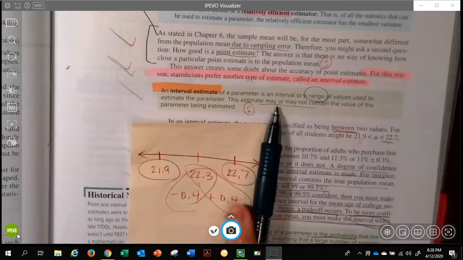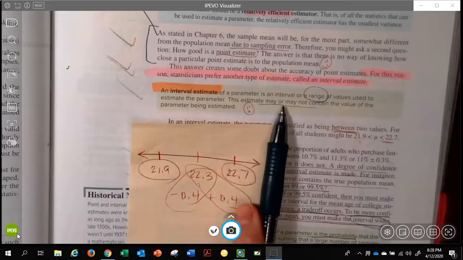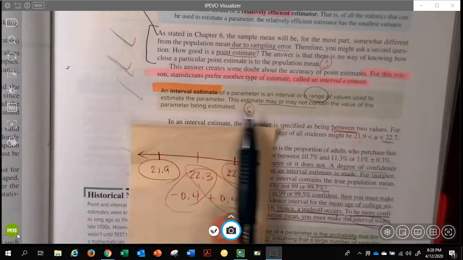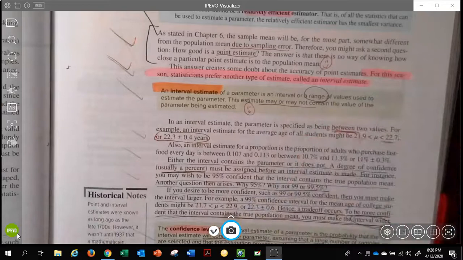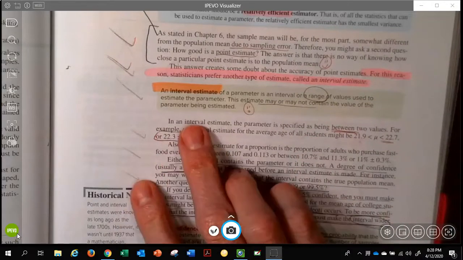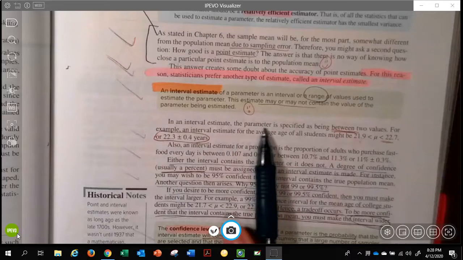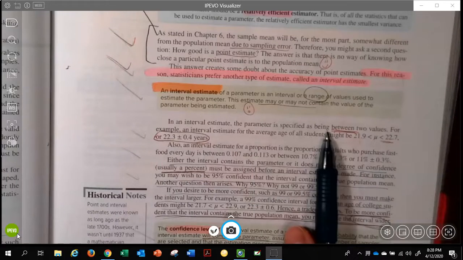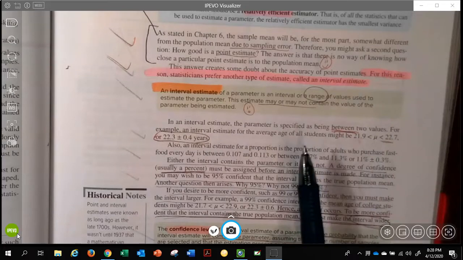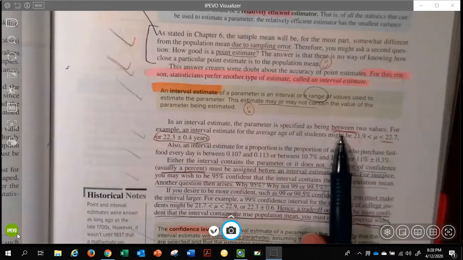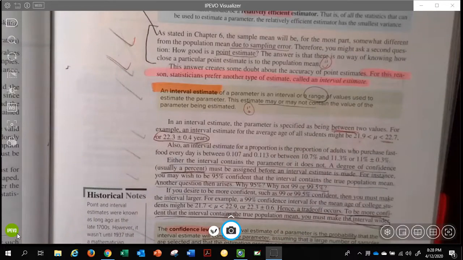Again, this estimate may or may not contain the value of the parameter being estimated. That's why I did a little shock face. Well, wow, we're going to do all of this work and we still may not have everything we were looking for. So in an interval estimate, the parameter is specified as being between. Again, we're building a foundation on what we're about to be doing, but this is a great time to stop your video. What has been said and what do I need to understand? And have I soaked in? And do I really get everything that's going on here?